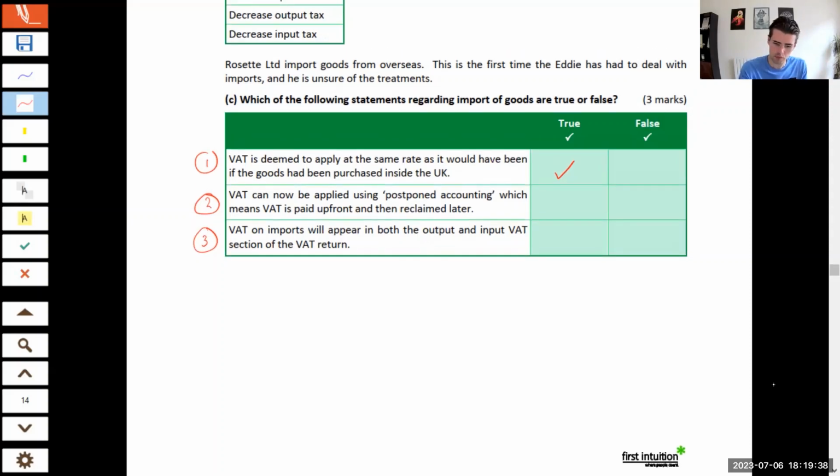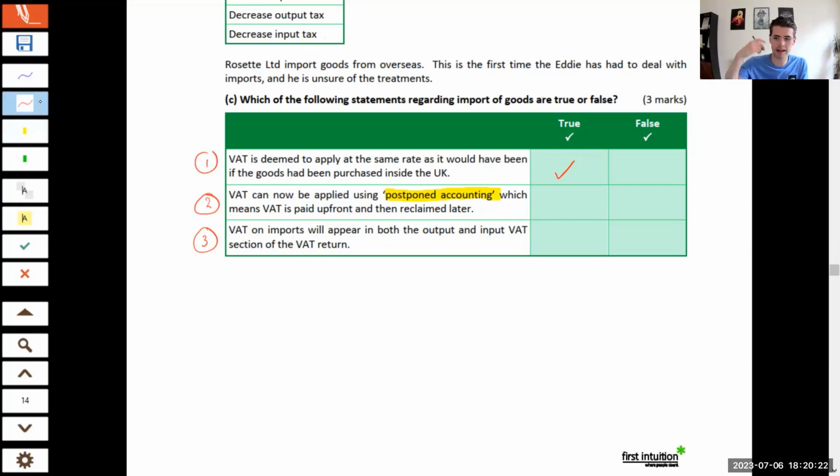Okay. Number two, VAT can now be applied using postponed accounting, which means it is paid up front and then reclaimed later. A bit of a trickier one, this, isn't it? I can see people have picked this up already, which is a big positive. Sometimes they will leave these little questions where what they're telling you, even if you aren't 100% sure, isn't factually correct. Because it's saying we've got postponed accounting. Now, the whole principle behind this is that you don't pay up front.